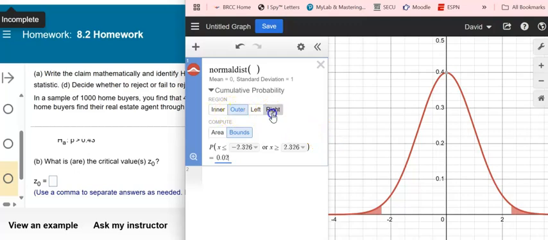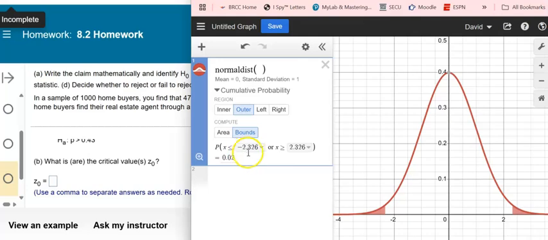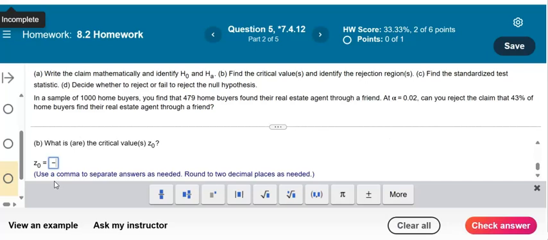If it had been a right-tailed test, we'd select right. Notice all the areas in the right tail. If we pick just left, all the areas in the left tail. But when we pick outer, watch the size of this left tail area. It shrinks because we give some of this area to this tail. We cut the area in half. So I have to go out a little farther in this case. All right, so these are our two critical numbers. It says to round these to 2 decimal places. So this is going to be negative 2.33, and then the opposite of that. So I'm going to do a negative 2.33, comma, and then a positive 2.33.